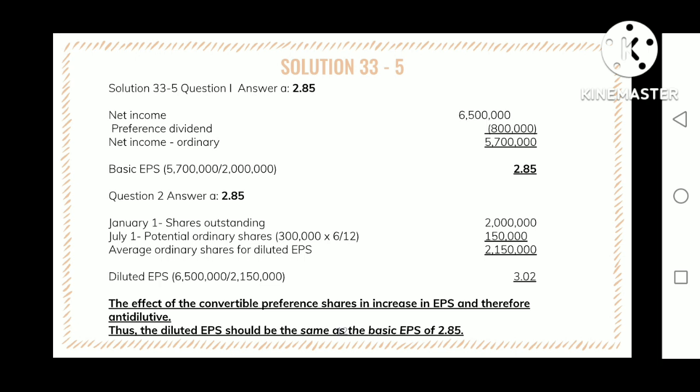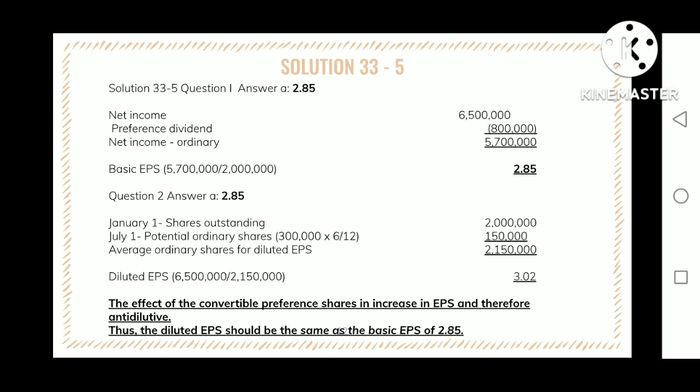Solution for problem 33-5, question number 1. The basic earnings per share is equal to net income divided by the ordinary shares. Net income is 6,500,000 minus the preference dividend of 800,000, which is the ordinary net income of 5,700,000. So basic earnings per share is equal to net income divided by ordinary shares. 5,700,000 divided by 2 million is equal to 2.85. The question number 2, the answer is 2.85 diluted earnings per share.